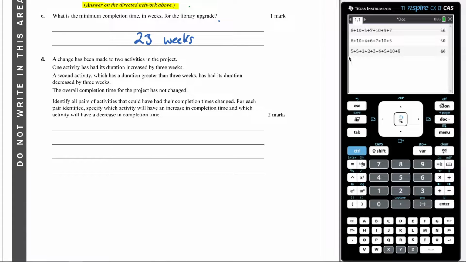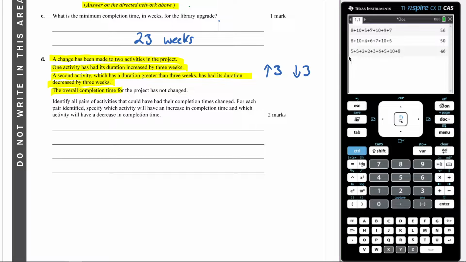All right, let us now answer part D here, and it is a doozy of a question. It says, a change has been made to two activities in the project. One activity has had its duration increased by 3 weeks. A second activity, which has a duration greater than 3 weeks, has had its duration decreased by 3 weeks. So just to summarize that, something has gone up by 3 and something has gone down by 3. So already I'm getting a sense that they're canceling each other out.